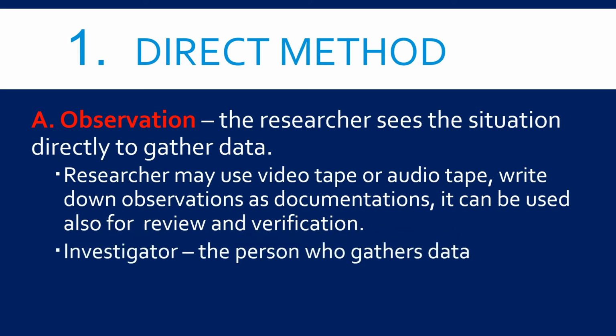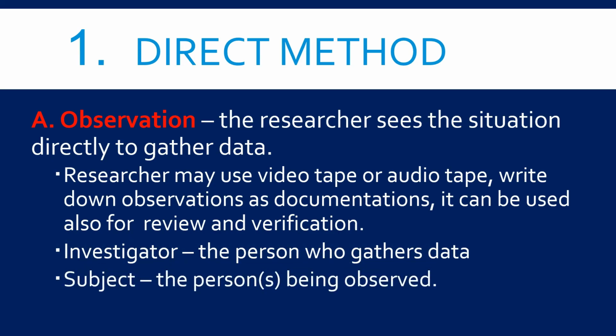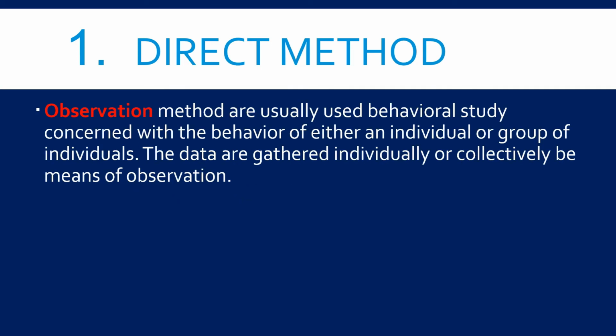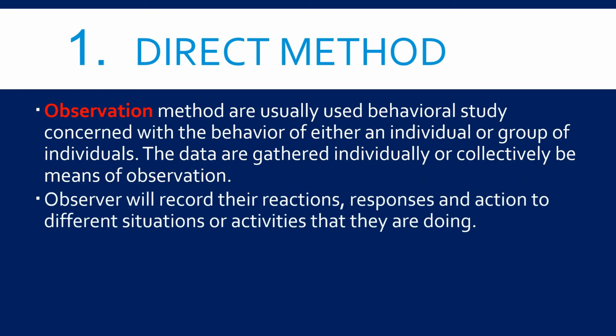The investigator is the person who gathers data. So if you are the one who is conducting the observation, you are called the investigator, and the person that you are observing is called the subject. Observation methods are usually used in behavioral studies concerned with the behavior of either an individual or a group of individuals. The data are gathered individually or collectively by means of observation. The observer will record their reactions, responses, and actions to different situations or activities that they are doing.